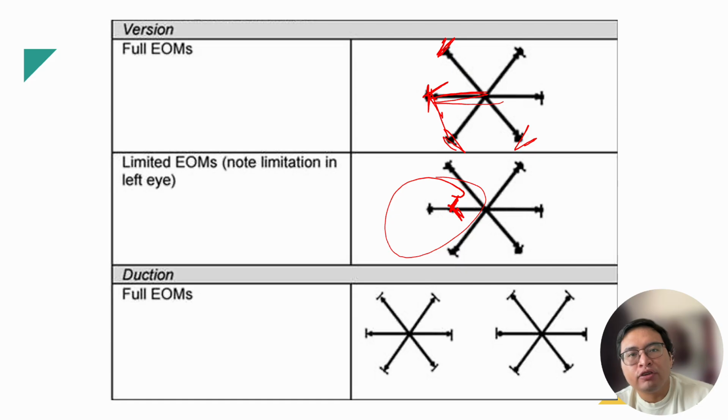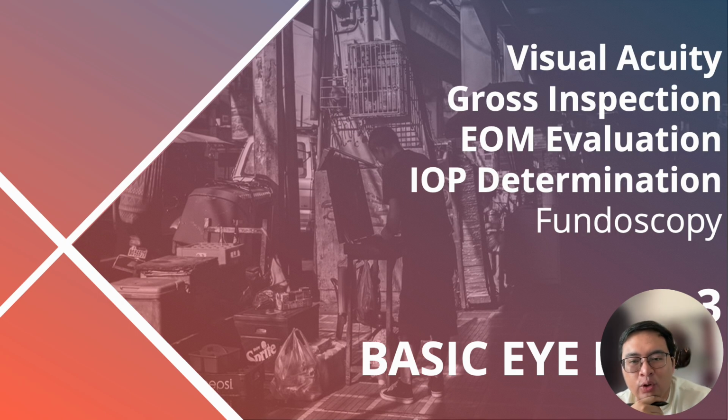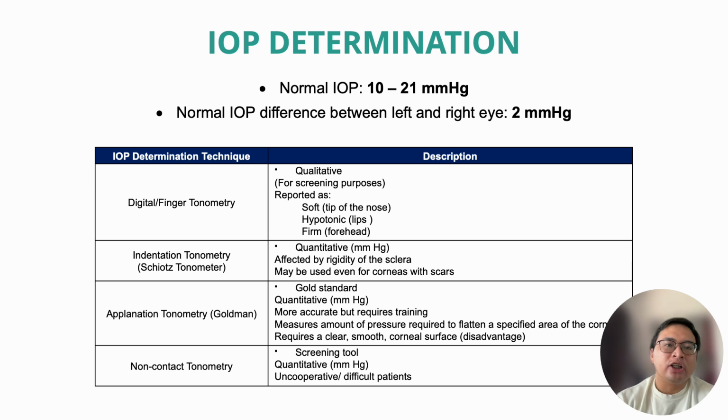So lastly, after extraocular movements, the next part of the basic eye exam is the intraocular pressure determination. And for this, we use a method called digital tonometry. In other words, you estimate the intraocular pressure using your digits. No? So, okay. The normal intraocular pressure is between 10 to 21 millimeters mercury. And the normal difference between the eyes should be around 2 millimeters mercury. So, the common way that we assess intraocular pressure is just digital or finger tonometry.